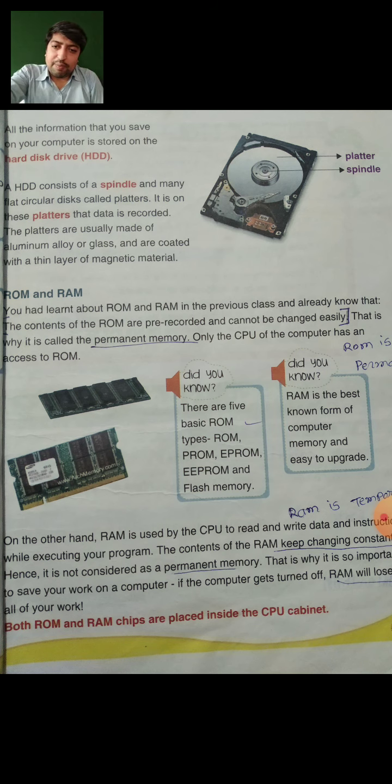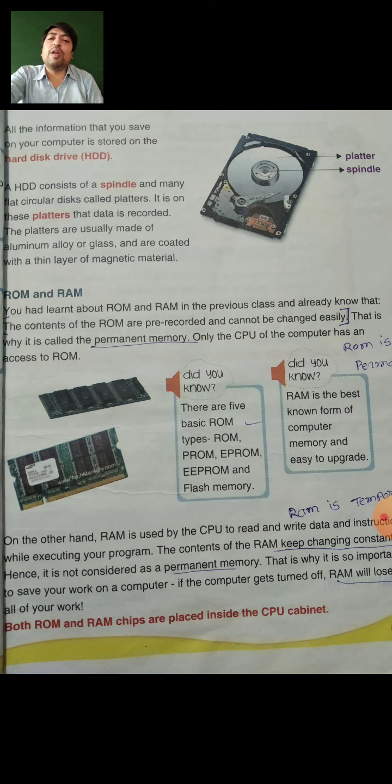We will see another paragraph. On the other hand, RAM is used by the CPU to read and write data and instructions while executing your program. The content of RAM keeps changing constantly, hence it is not considered permanent memory. It is also important to save your work on the computer. If the computer gets turned off, RAM will lose all your work.